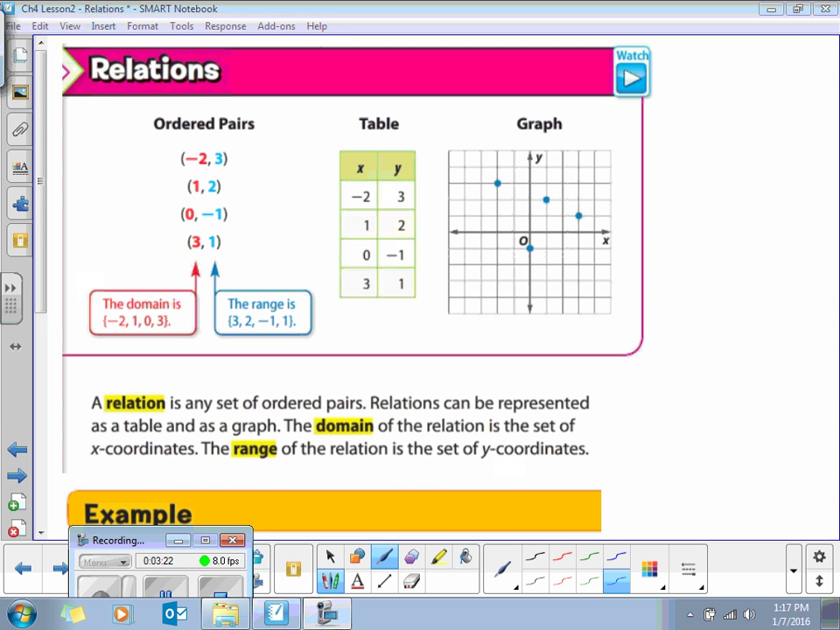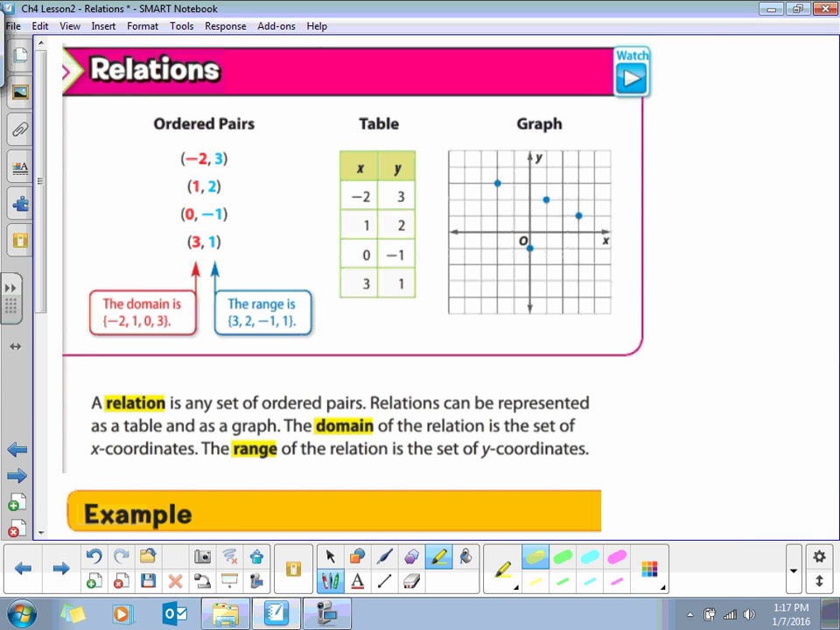So, a relation, as you said, is any set of ordered pairs. You want to make sure that you have that in your spiral so you know what it is. So you write that down in your spiral. A relation is any set of ordered pairs. Now, a relation can be represented as a table and as a graph, and we saw that in yesterday's lesson too, right? The x comma y.